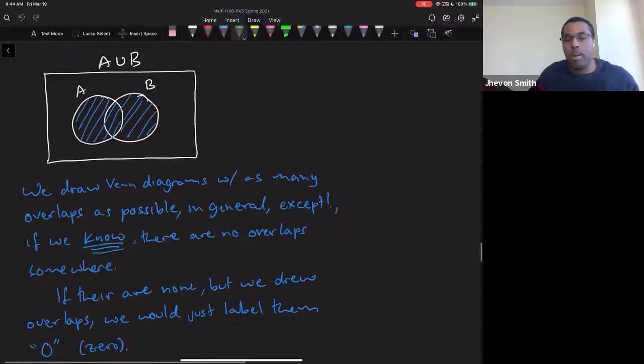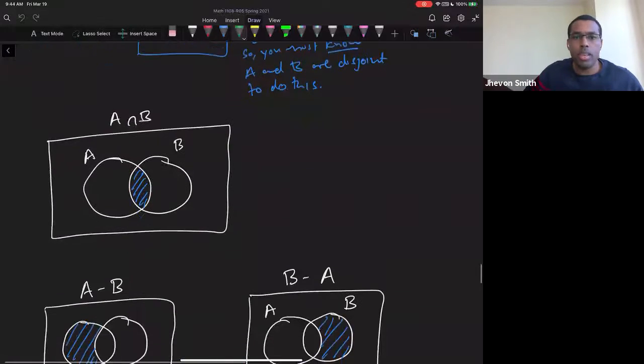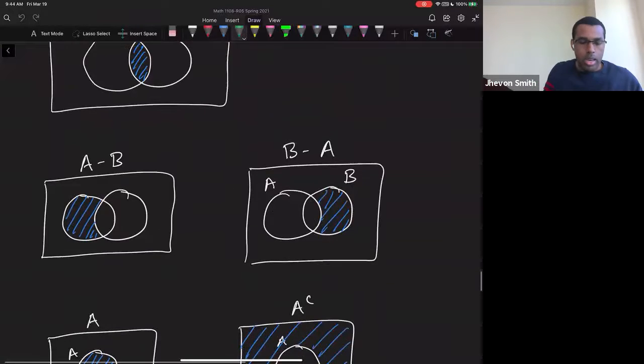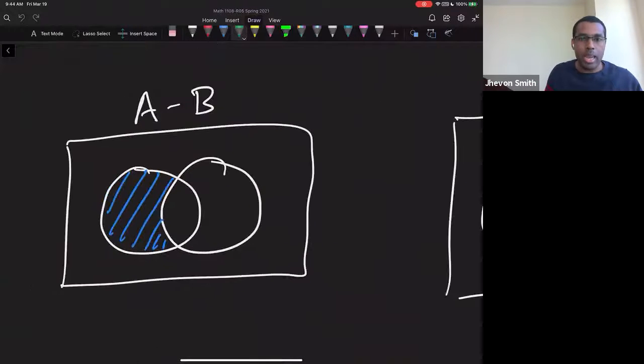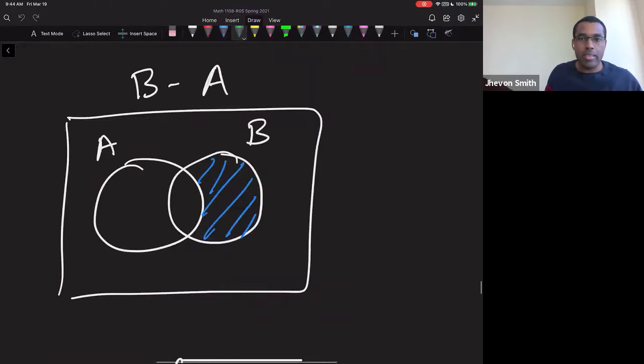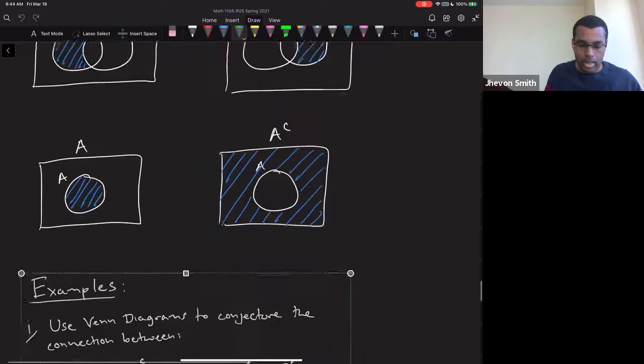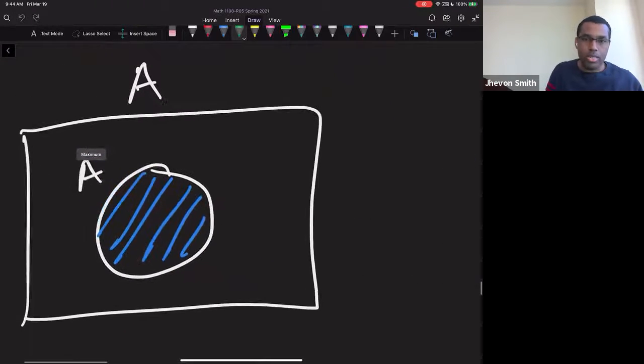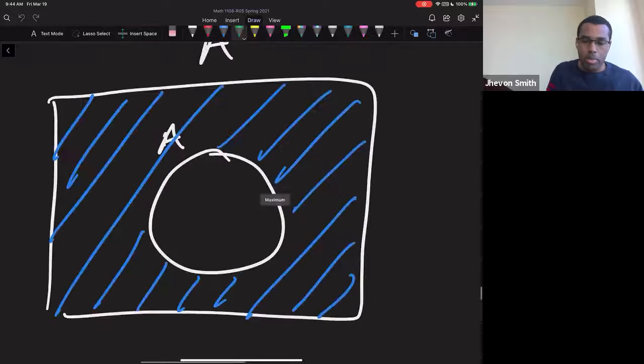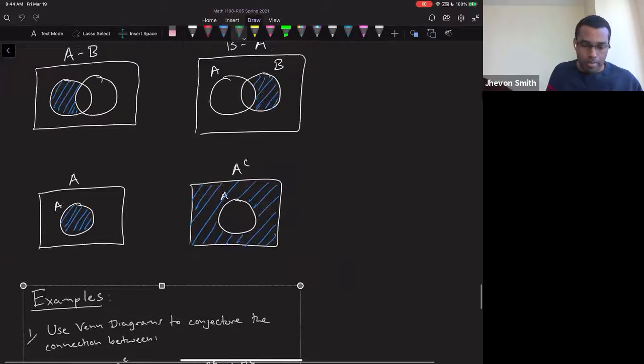We can visualize the above with pictures. The union means what's in either set. The intersection means what's in both at the same time. A minus B is everything that's in A but not in B. B minus A is everything that's in B but not in A. A is just, of course, a set, which is shaded. A complement is everything in the universe that is not in A.